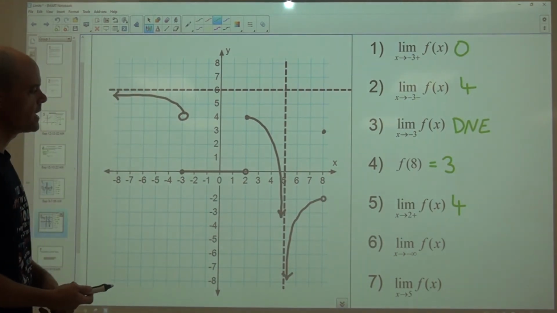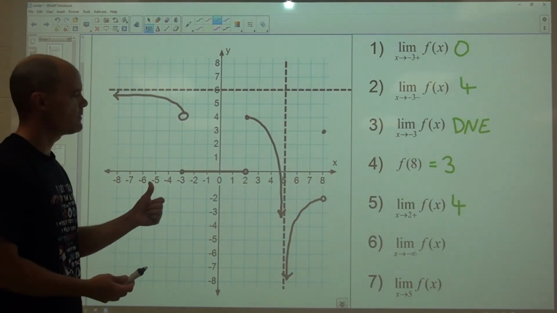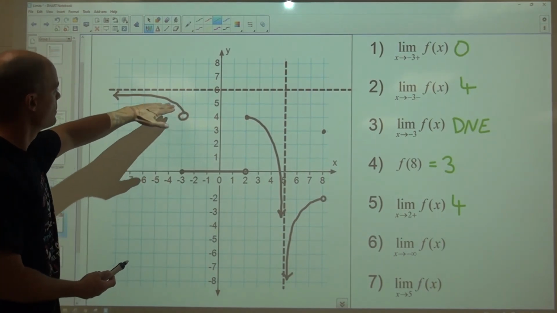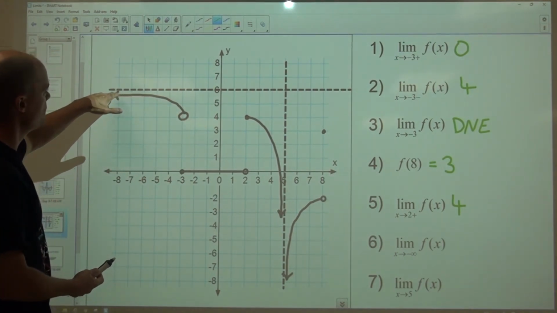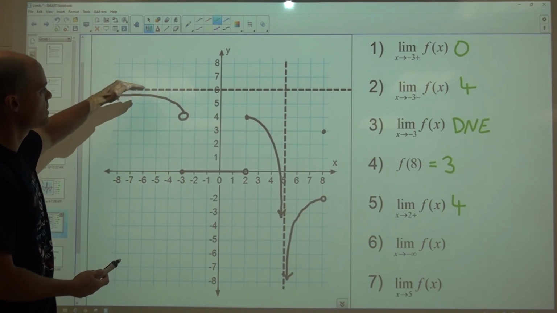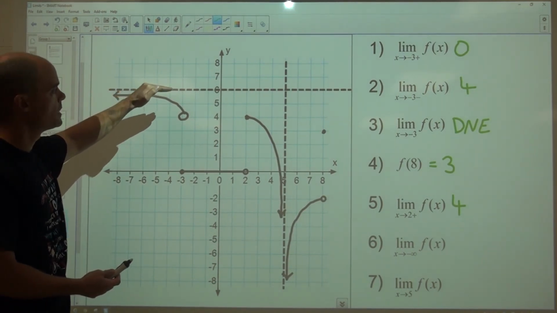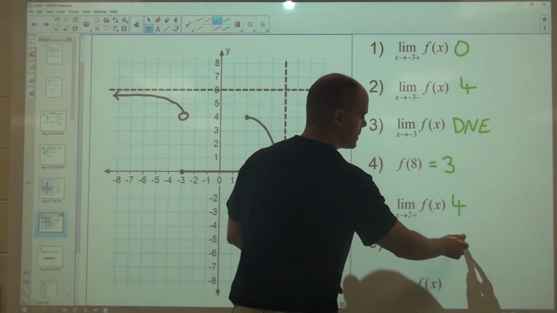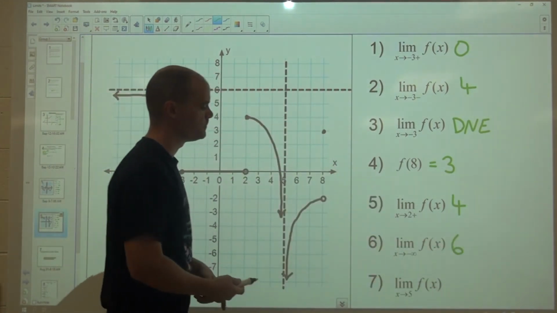As we approach -infinity, so that means we're going left forever. Looks like this thing is flattening out. We're going left forever, and this is going to get infinitely close to this asymptote. It's going to get so infinitely close that we may as well eventually just call it 6 anyway. So the limit is approaching 6.